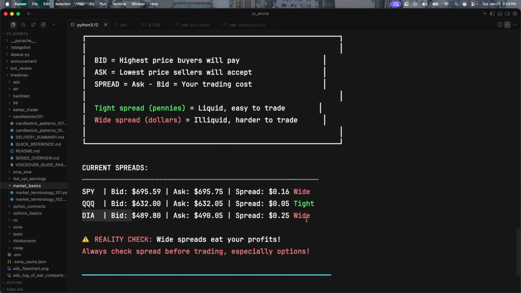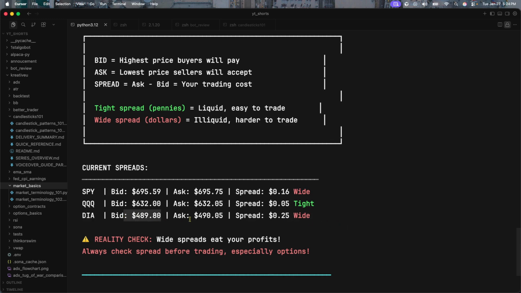DIA normally is usually wide. SPY just had a bit of an off day, right? But it was bullish. So you can see how, yes, it could be bullish, but the spreads could be a bit wide. And DIA normally is wide.